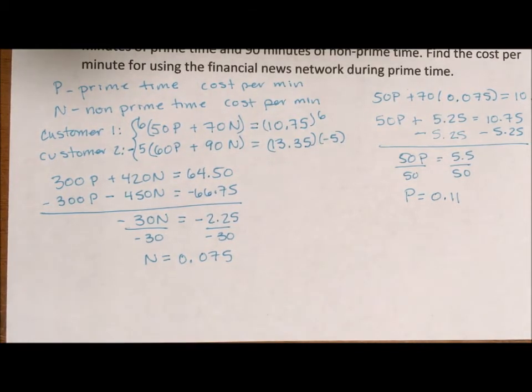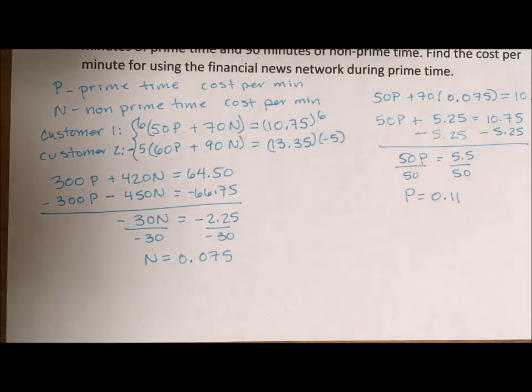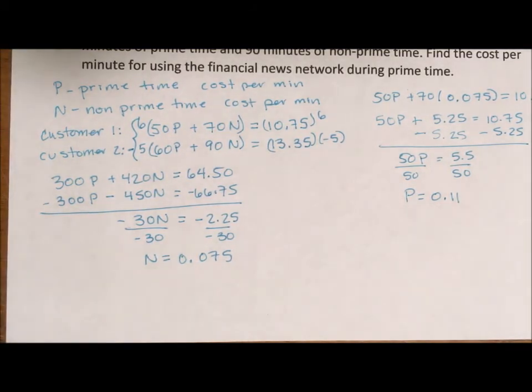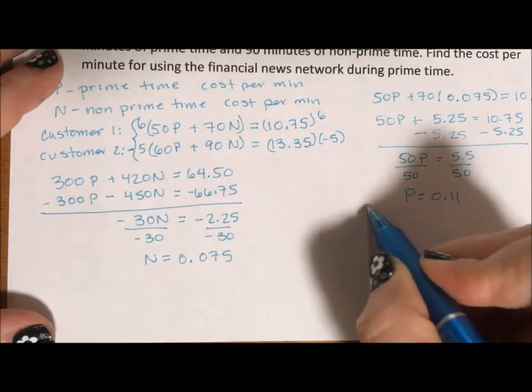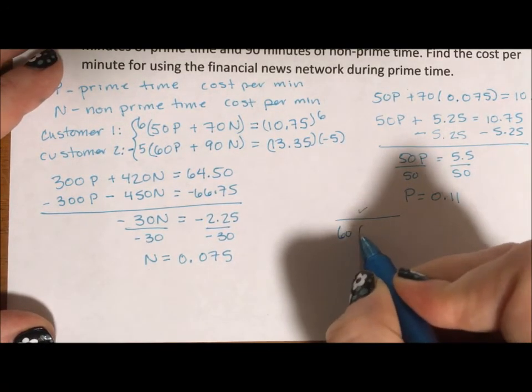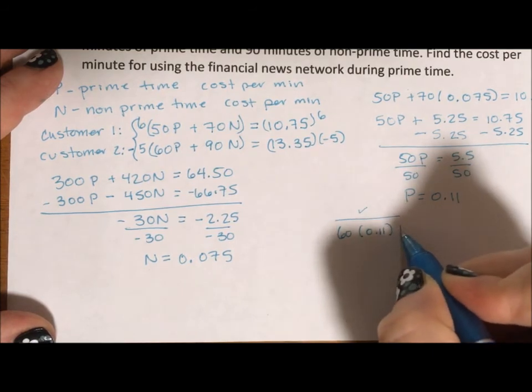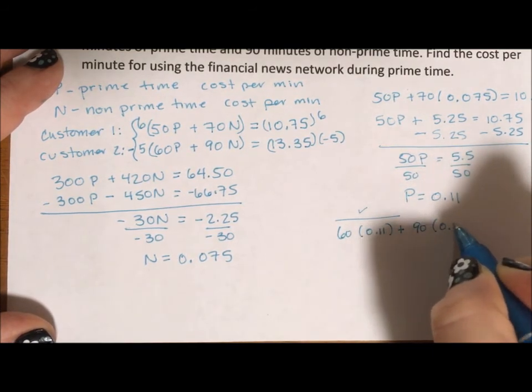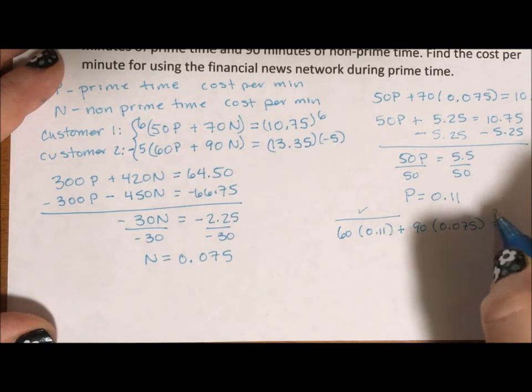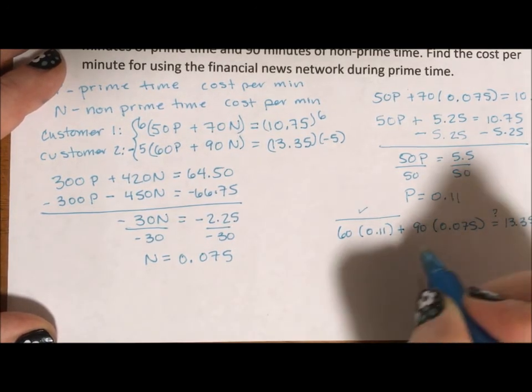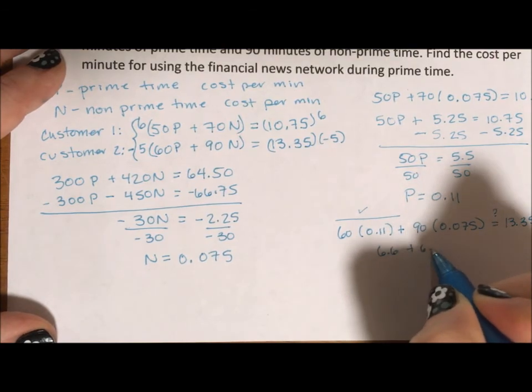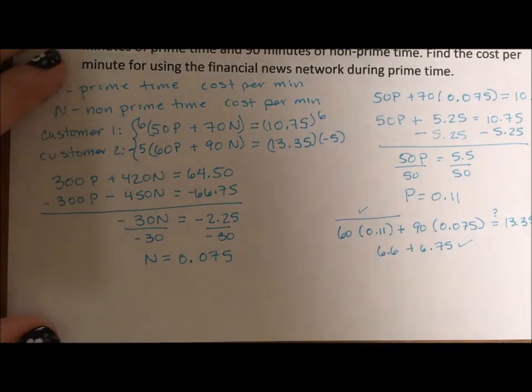We did a lot of calculations. We have a lot of big numbers. We have a lot of decimal numbers. There are so many places we could have made a simple mistake. We know that this 0.075 and this 0.11 work for customer 1. If it works for customer 2, we can be pretty secure in our answer. So I'm just going to check my work. I'm going to take 60 times 0.11 plus 90 times 0.075, and find out, does this equal 13.35? That's 6.6 plus 6.75, and sure enough, that works.